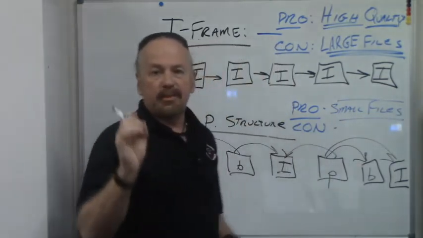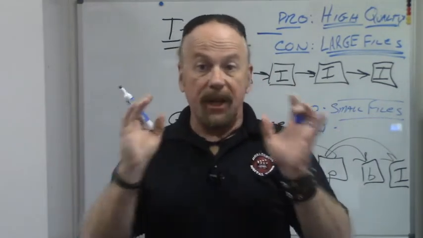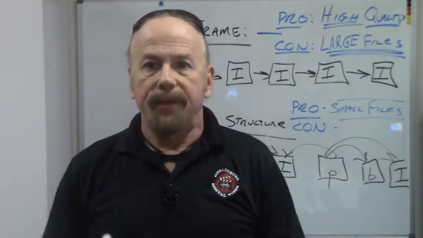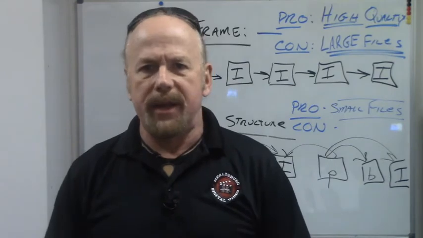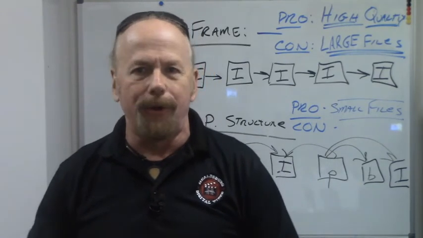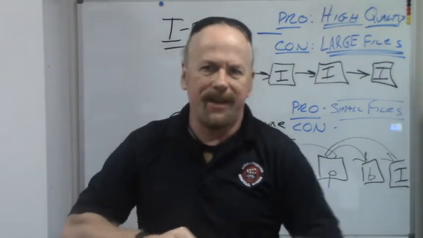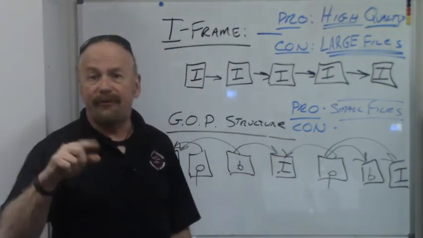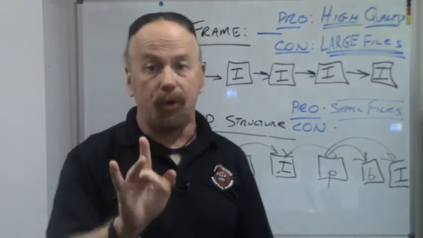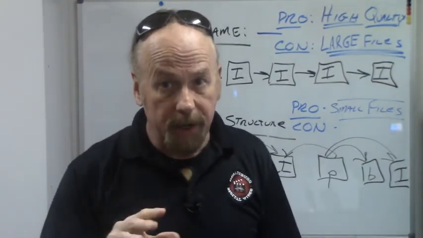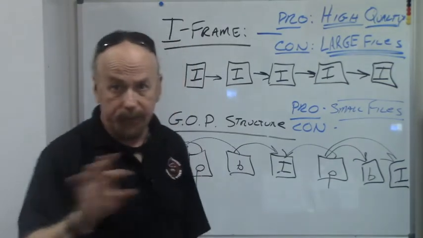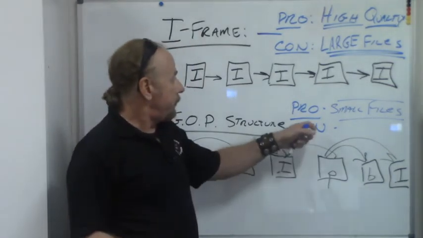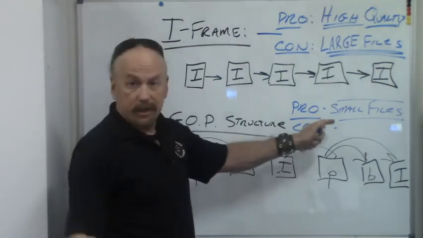All right, so on a G.O.P structure, okay, the pro is that you got small files. Okay, small files. They don't take up as much space on your hard drive when they're saved. They upload way easier. Don't try to upload full iframe video to YouTube. Okay, so they'll upload fast, file transfer. Okay, hopefully by now you already know you can't email videos because of the size. Okay, but uploading is going to take, and I'm going to talk to you about size in a minute.